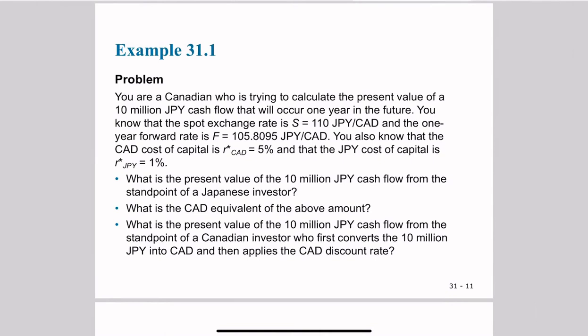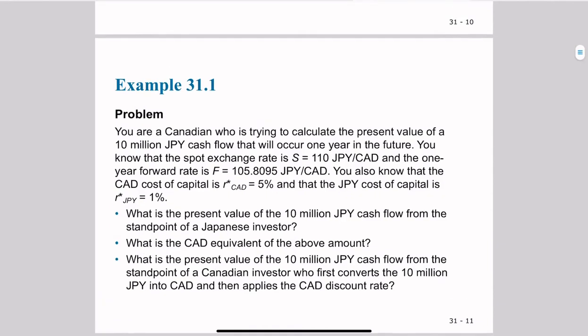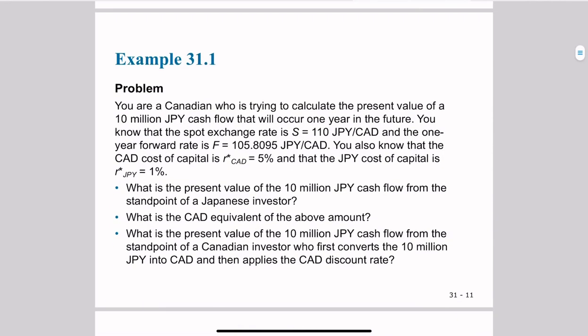Okay, so let's say you're a Canadian investor and you try to calculate the present value of a 10 million JPY cash flow, which will happen in 1 year in the future. So you know the spot exchange rate is S equals 110 JPY per Canadian dollar. And the 1 year forward rate is 105.8095 JPY per CAD. And you also know that the CAD cost of capital is 5% and the JPY cost of capital is 1%. First, what is the present value of the 10 million JPY cash flow from the standpoint of a Japanese investor?